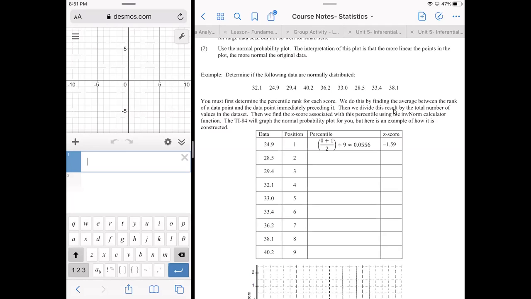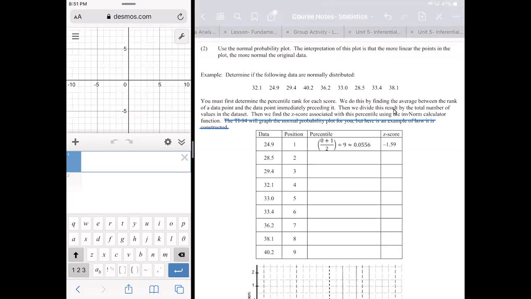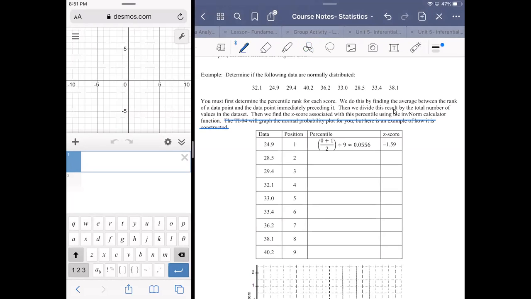This last line, I'll call that a typo. The TI-84 will graph the probability plot for you. It's not the TI-84, it's Desmos, but let's just get rid of the whole line. I'll take that as a typo. We're going to make these notes good by getting rid of all the typos.